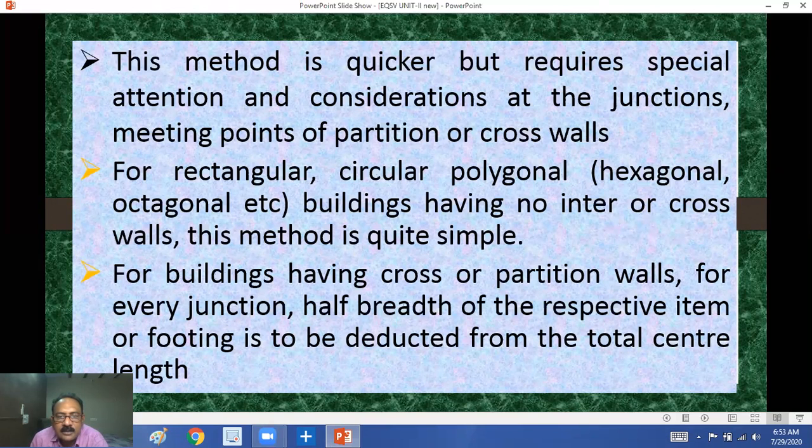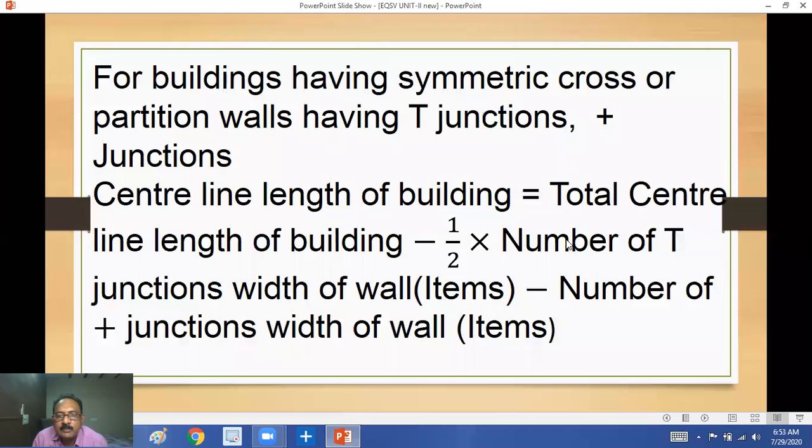this is quite simple, because there are no junctions. For a building having cross or partition walls, for every junction, half of the width of the respective item of footing is deducted from the total center length. This is a very important point.